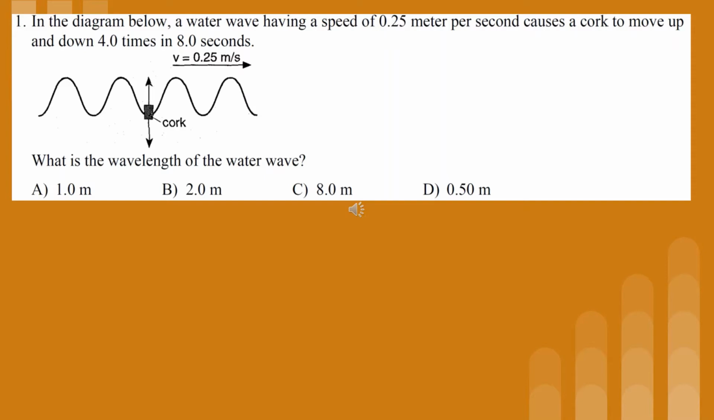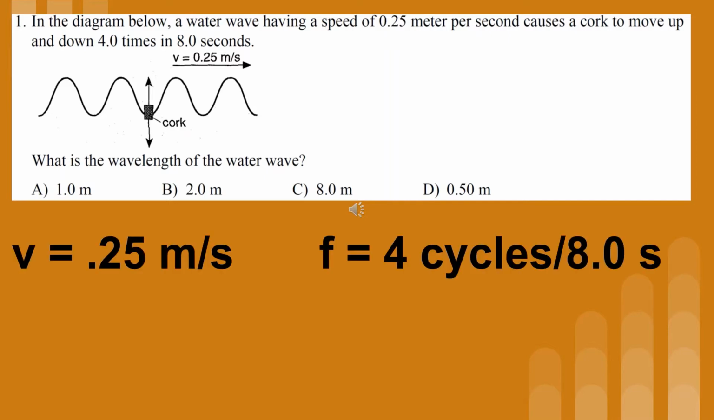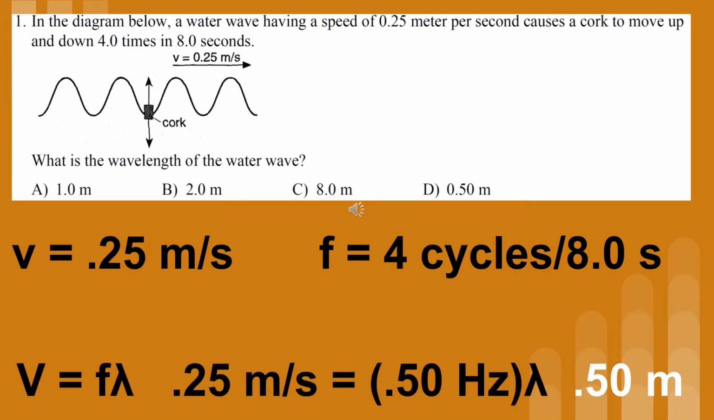We are given the wave's velocity and asked for the wavelength. We are not given the frequency, but need to find it. We are told that a cork moves up and down 4 times in 8 seconds. We can use this information to find the frequency. If it moves up and down 4 times in 8 seconds, that's 4 cycles per 8 seconds. That's 0.5 cycles per second, or 0.5 hertz.